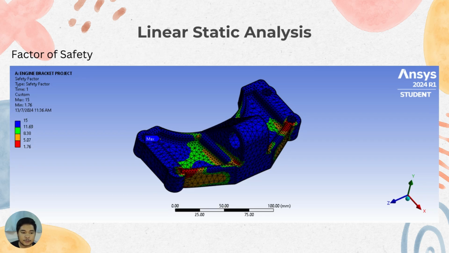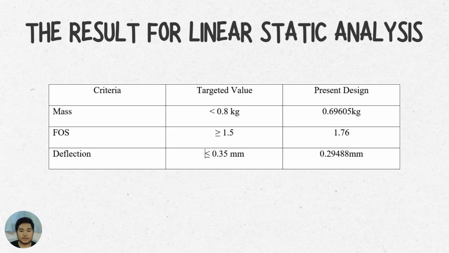Next, factor of safety of the bracket. The value of factor of safety is 1.76, and the color contour is as shown in the figure. From the result, we can conclude that our design has achieved the targeted values that were asked for in the project.